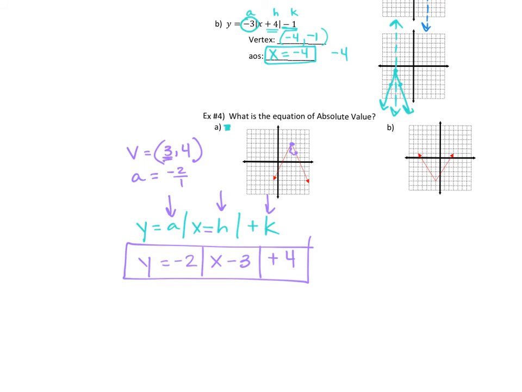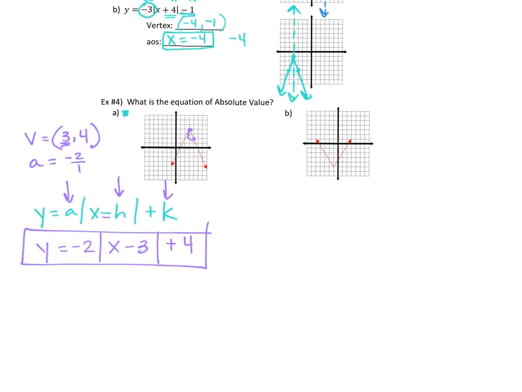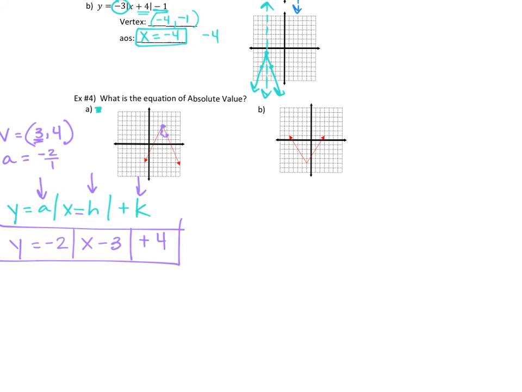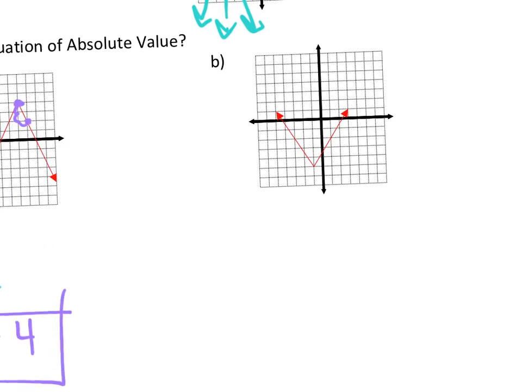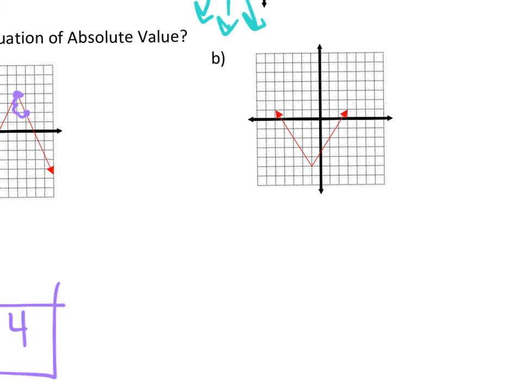You try it. What do you do for letter B here? We have our standard form again: y equals a times the absolute value of x minus h, plus k. Pause me if you haven't paused me already and try it on your own. Notice our vertex is here. So negative 1, 2, 3, 4, 5. Our vertex is (-1, -5).